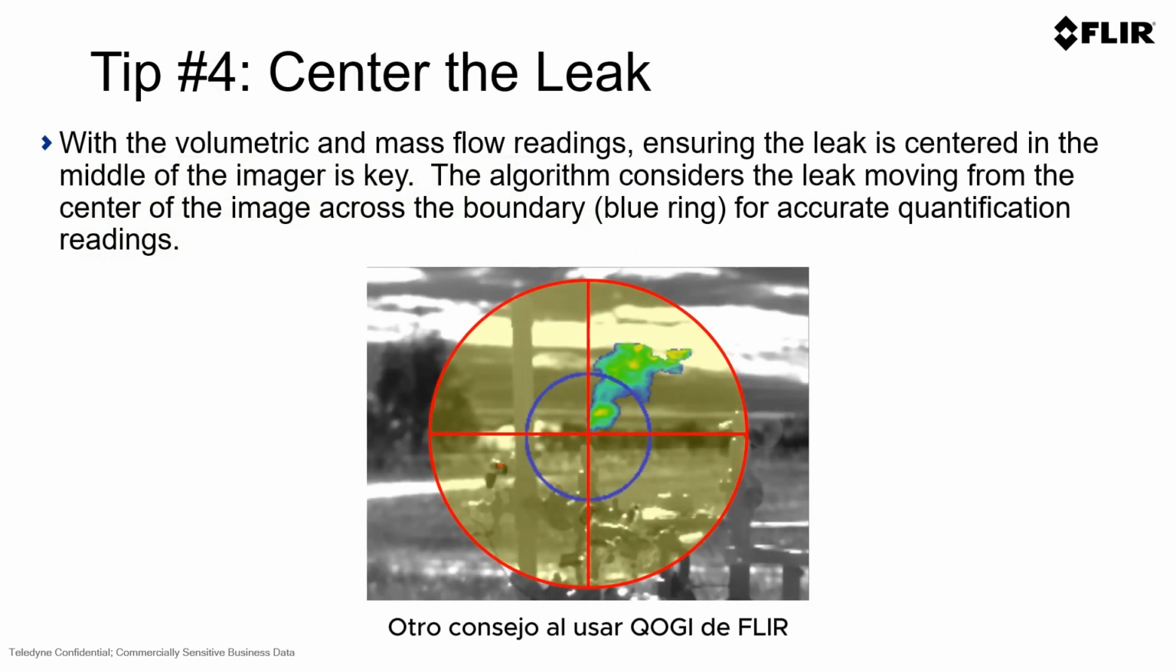Another tip in using QOGI from FLIR is to try and center the leak. You would want to do this especially in the flow measurements, and it's not as important in concentration measurements. Using the technology, you want to try to center where the leak is exiting from any component and put that in the middle of the blue circle. This helps us ensure better accuracy as the emission travels throughout the blue circle and then across the boundary so that we can have increased accuracy in using our QOGI technology.